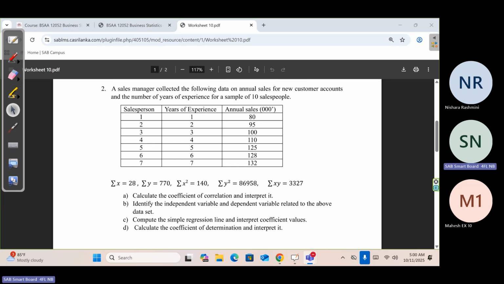Sometimes I will give all the values and you need to interpret the results. I will give the scenario. Based on the scenario, I will say this is the correlation coefficient value and this is the regression model. Then the question asks you to interpret the correlation coefficient value, interpret the regression coefficient value, and say what the coefficient of determination is. You need to take the answers and write the interpretation.